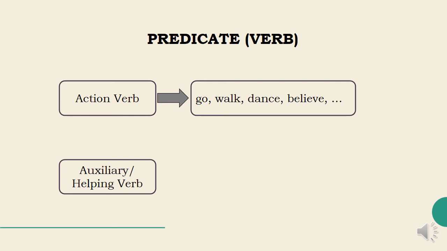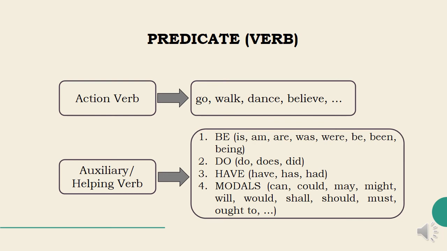And the second type of verb is auxiliary or helping verb. It can be in the form of to be, like is, am, are, was, were, be, been, being. Or do, such as do, does, did, have, and its forms, like has and had, and the modals, like can, could, may, might, will, would, shall, should, must, ought to. So remember, auxiliary verbs are also part of the verbs.